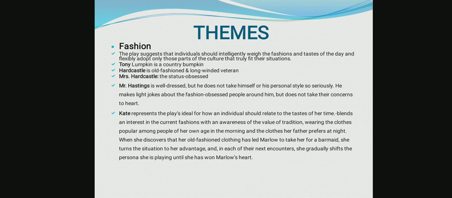So when she discovers that her old-fashioned clothing has led Marlowe to take her for a barmaid, she turns the situation to her advantage, and in each of their next encounters, she gradually shifts the persona she is playing until she has won Marlowe's heart. So even the old traditional way of dressing which her father wants her to do is the main reason why Marlowe takes her for a barmaid, because when he looks at her, he feels, who could wear such a dress at this kind of an age? So that itself is responsible for the union of Kate and Charles Marlowe.